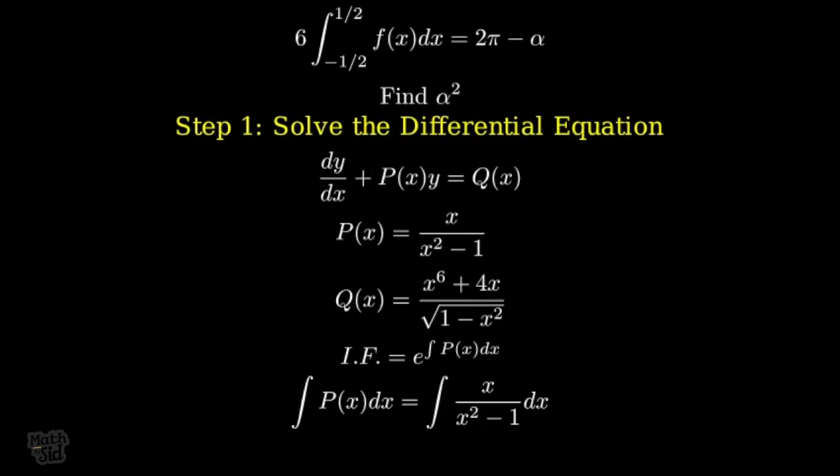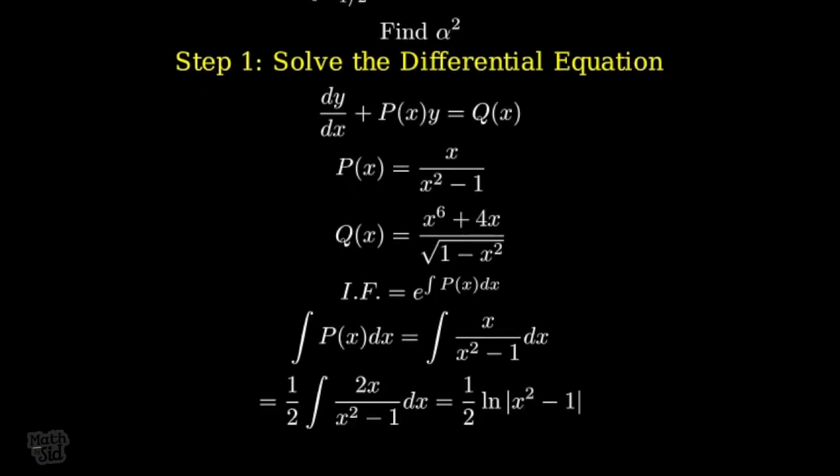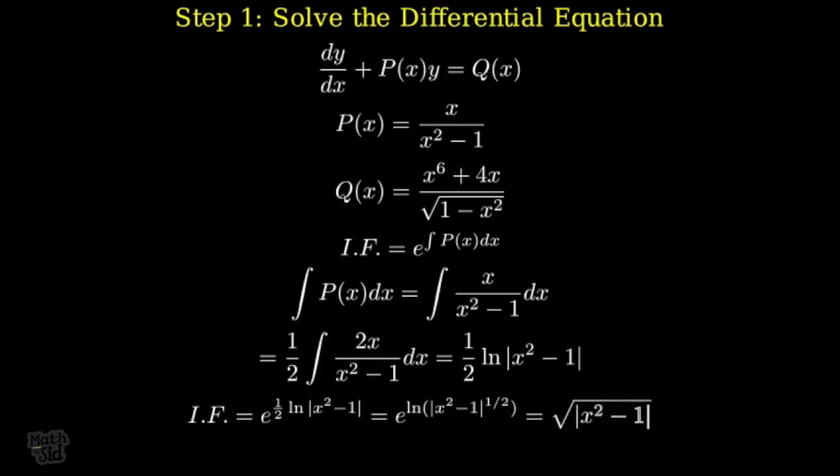The integral of x over x squared minus 1 dx can be solved using a u substitution. Let u equal x squared minus 1, then du equals 2x dx. The integral becomes 1/2 times the integral of du over u, which is 1/2 times the natural log of the absolute value of u, or 1/2 times the natural log of the absolute value of x squared minus 1. So, the integrating factor is e to the power of 1/2 natural log absolute value x squared minus 1. This simplifies to the square root of the absolute value of x squared minus 1.